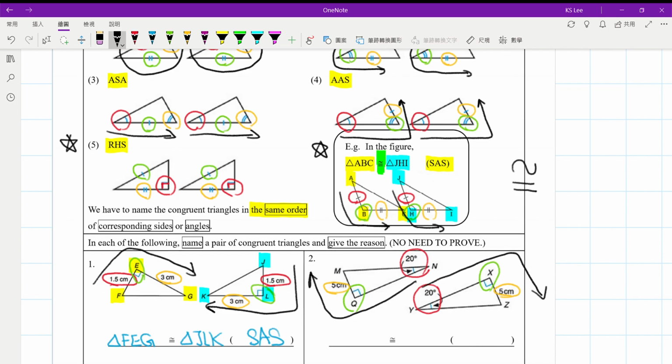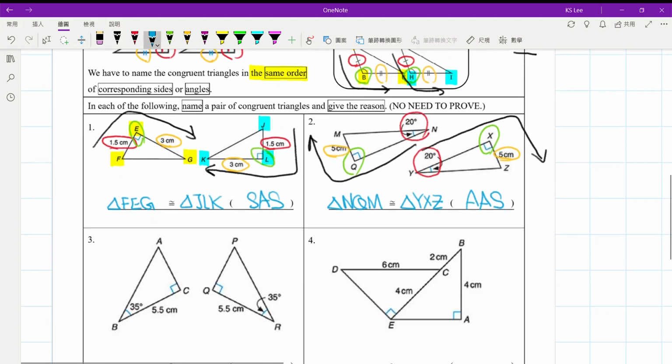Okay, so we can say that these two triangles are congruent to each other using the reason AAS, angle angle side. And then we can name the triangle on the left hand side as triangle NQM. And then we can name the second triangle as triangle YXZ. Okay, remember to follow the same order.